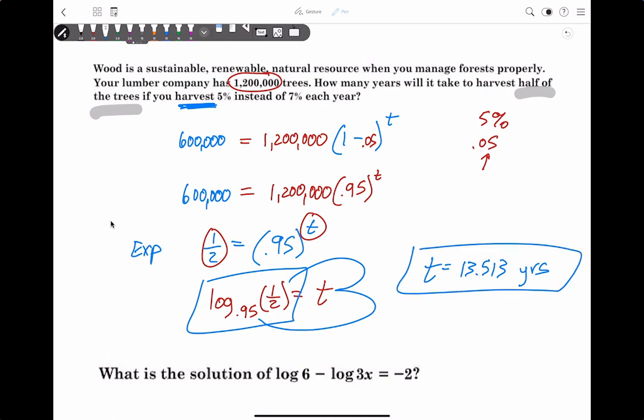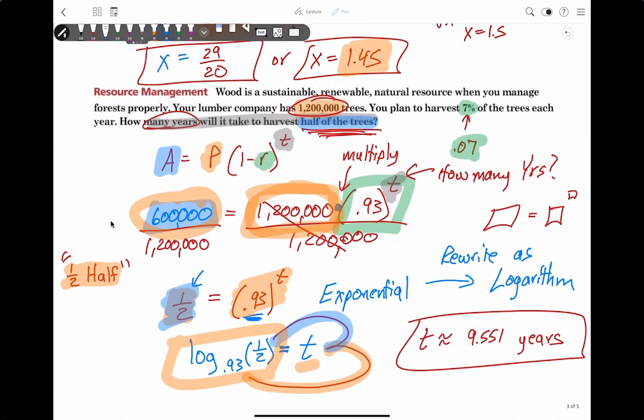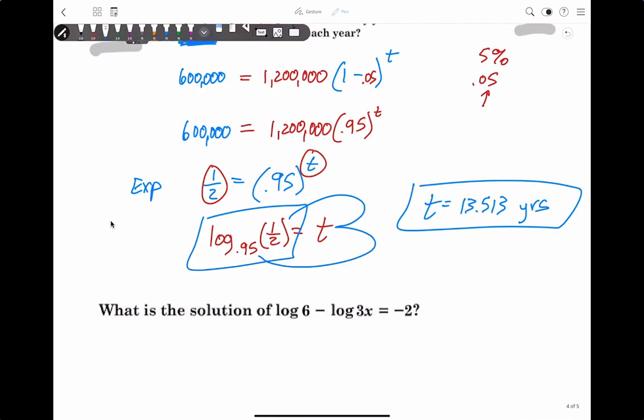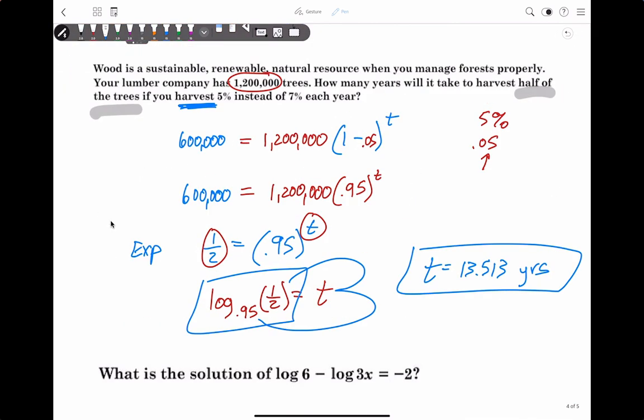So obviously, this one was 13.5, and this one over here was 9.5. So this one did take longer, which made sense because we were only harvesting 5% rather than the 7% each year. Okay? And yes, for the solve feature, you could go ahead and put this into your calculator as the solve feature of all of that, comma t, and it would still spit out the answer 13.513.